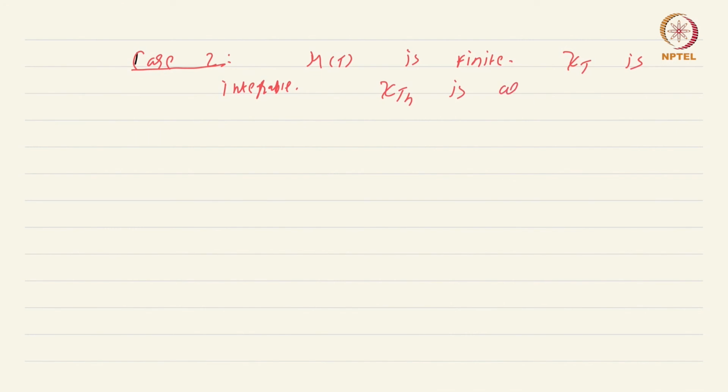On the other hand, if case 2, mu of t is finite. Okay, this means that chi of t is integrable. Consequently, each chi t_n is also integrable, simply because chi t dominates chi t_n and chi t_n is measurable, which just means that by monotone convergence theorem, the limit as n goes to infinity of chi t_n is equal to chi t. Okay.